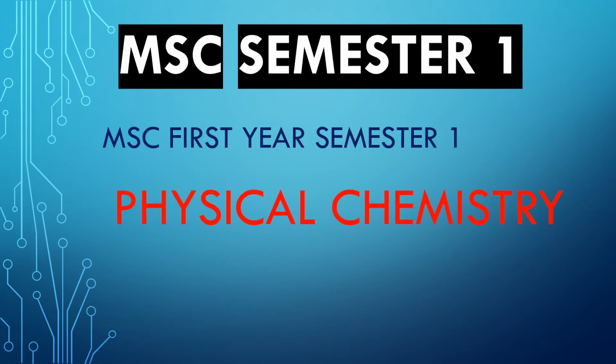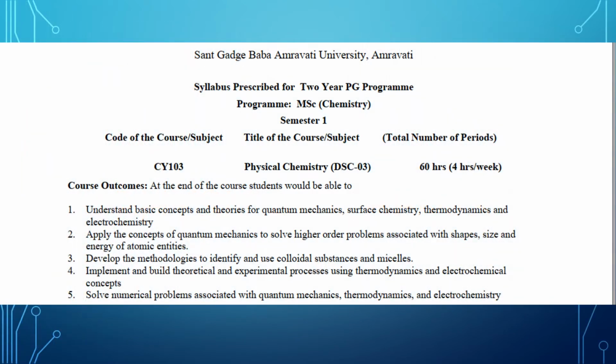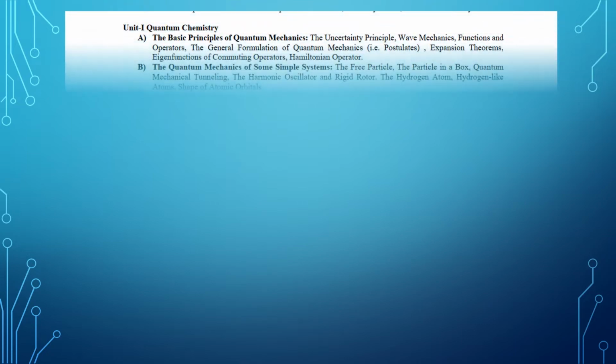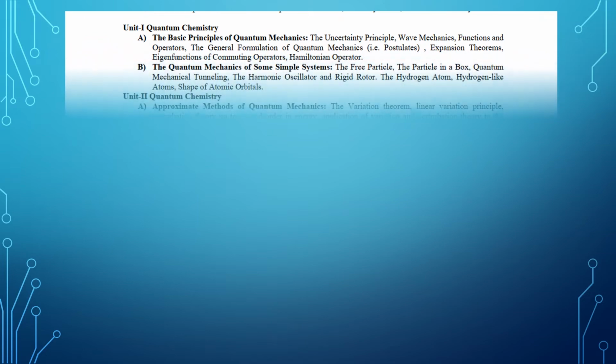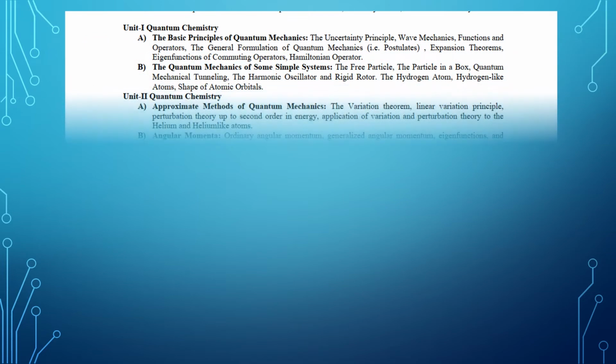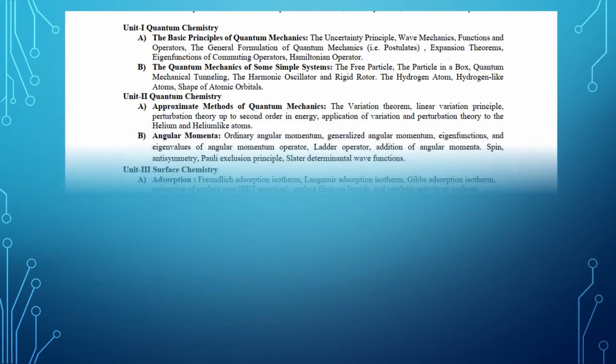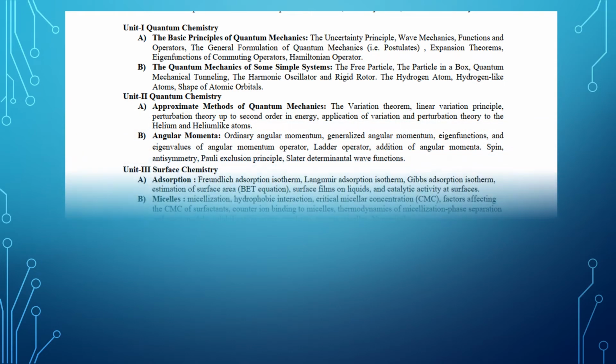Hey friends, today we will see the physical chemistry syllabus of M.Sc Chemistry first year semester first. Unit I Quantum Chemistry A. The basic principles of quantum mechanics. The uncertainty principle, wave mechanics, functions and operators, the general formulation of quantum mechanics, i.e. postulates, expansion theorems, eigenfunctions of commuting operators.